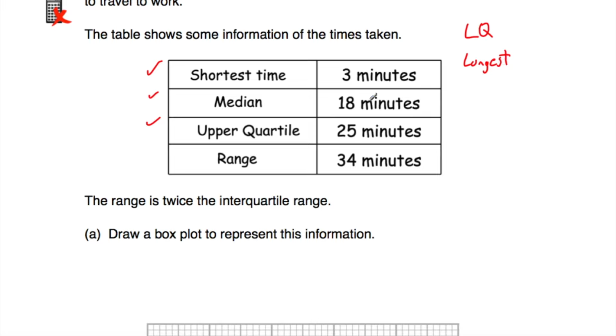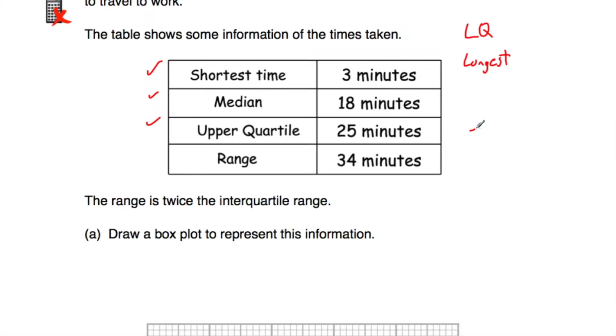So we've got the shortest, the median, and the upper quartile, and we need to find the lower quartile and the longest. Okay, so let's start off with the longest, because we know the shortest amount of time it takes to get to work is 3 minutes, and we know the range is equal to 34 minutes. So remember, to get the range, we do the longest take away the shortest. If you take away the smallest from the largest, that gives you the range. So that means if we take the longest amount of time and take away 3 minutes, the shortest amount of time, we get the range, which is 34.